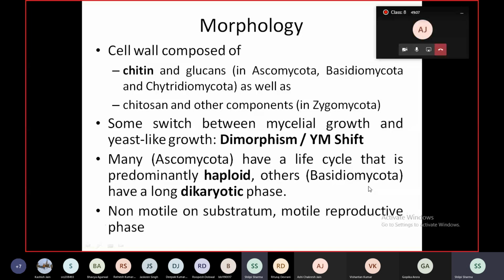Dikaryon, huh? So, two nuclei exist without fusing with each other. We will discuss it in one of the subsequent slides as well. Fungi have two different morphological stages. You will see that there's a vegetative state and a reproductive stage. And another important feature of fungi is that they can be dispersed over long distances by the production of spores, which could be sexual or asexual spores.